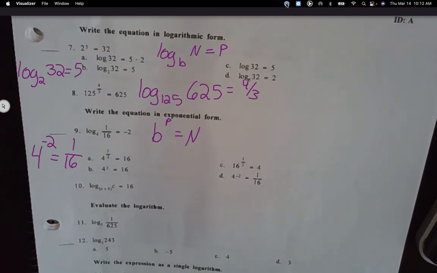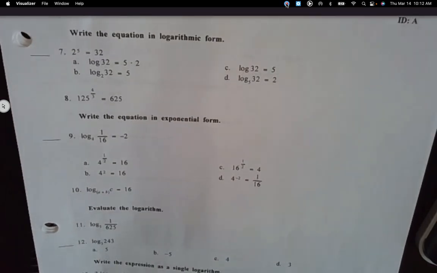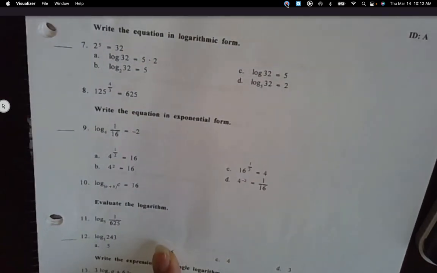Yeah? Alright. Let me see if number 10 is on there. Oh my God. Let's see. I don't see that one. Okay, so it's number 11.